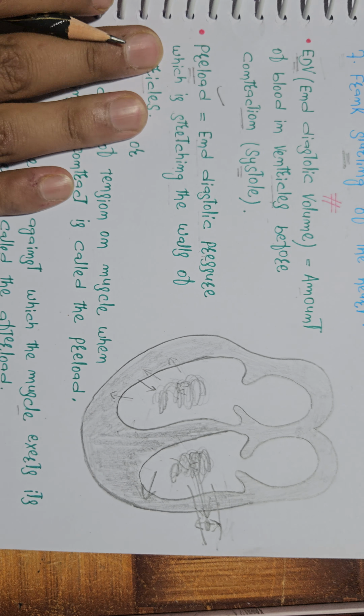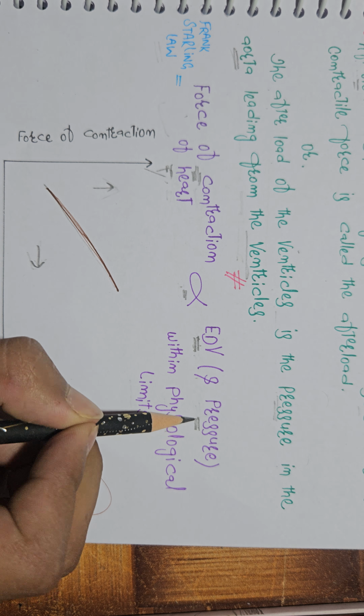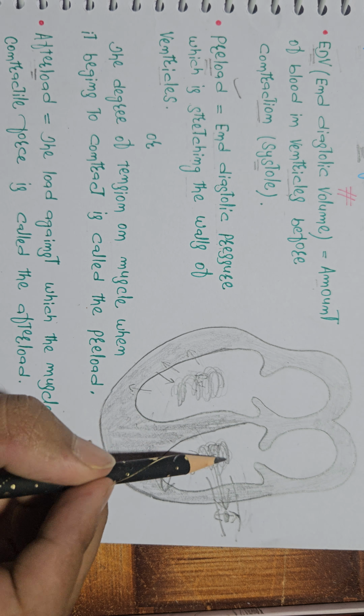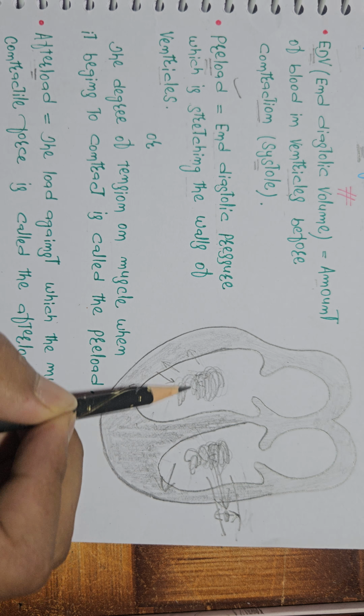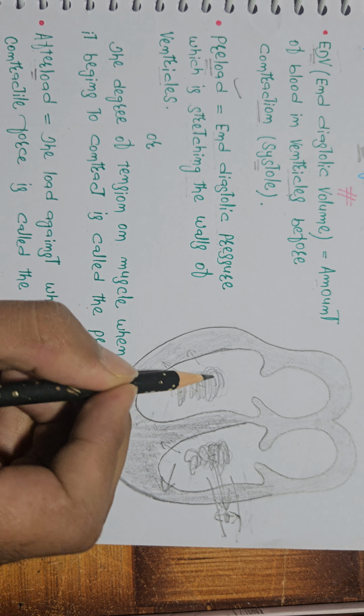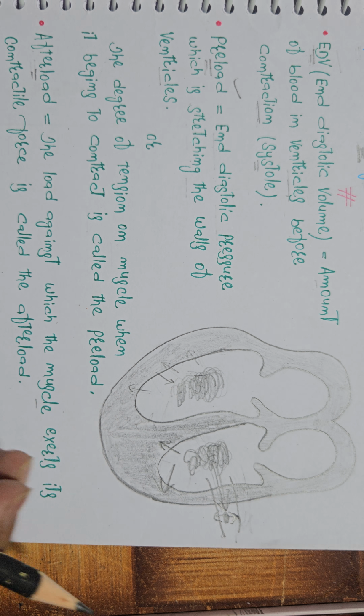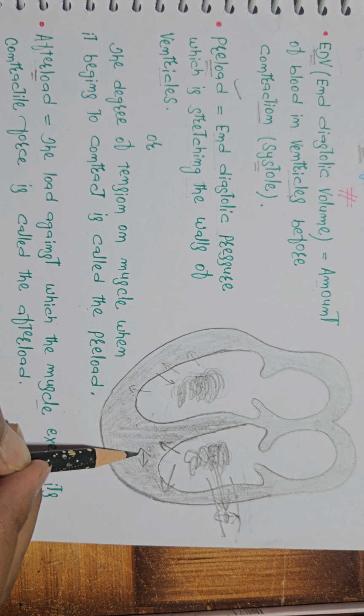If more is the end diastolic volume, more will be the end diastolic pressure. Clearly, more volume in the ventricles means more pressure they will exert on the walls of the ventricles. So more is the end diastolic volume, more will be the end diastolic pressure. As a result, this heart muscle will stretch due to the more pressure.